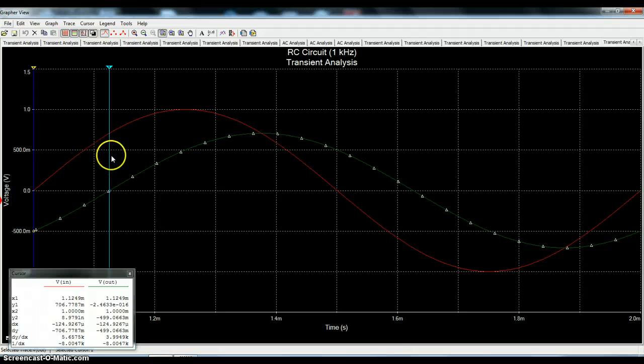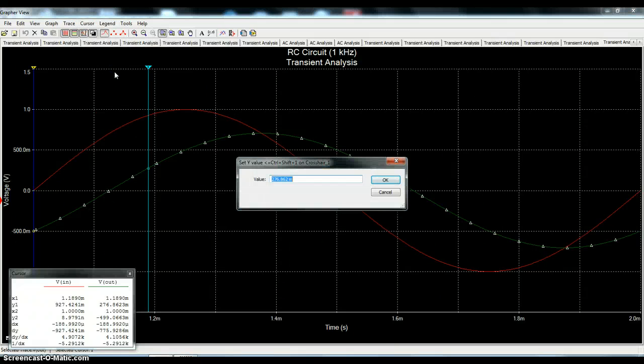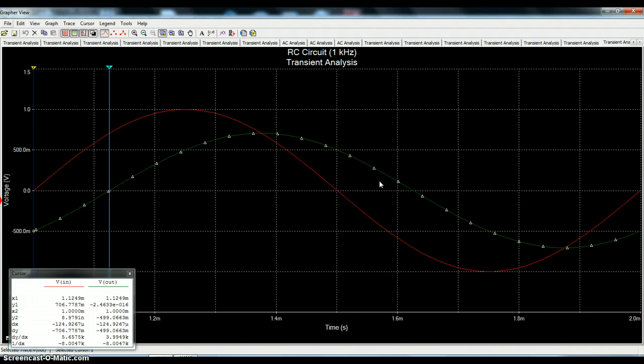Now let me illustrate another thing. That is, if I move this over to the right, and I want to move it back to that 0 crossing, I use the same cursor idea again, but this time I'll use the second set Y value, and again set it equal to 0, and click on OK, and it moved to the left, and it came back to the very same point.